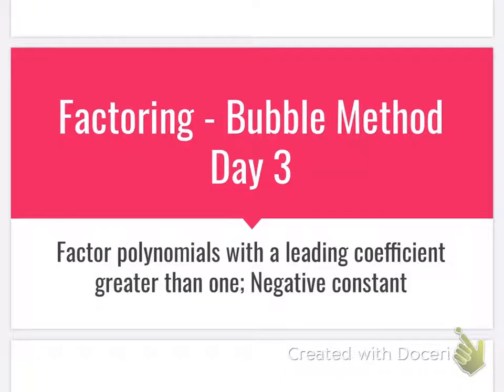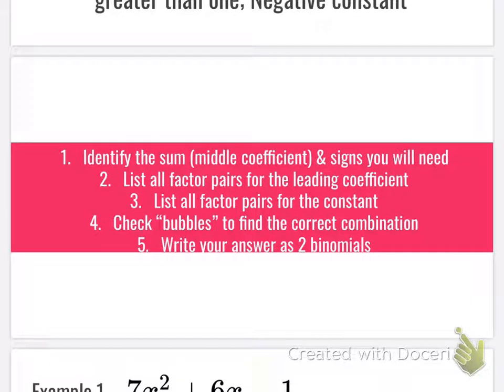Hello, Algebra. Today we're doing bubble method, day 3, factoring polynomials with leading coefficient greater than 1 and then negative constant. So we're going to get started on that. A nice review is that we're going to identify the sum. Remember, that's that middle coefficient, and the signs you're going to need, that's that last plus or minus.